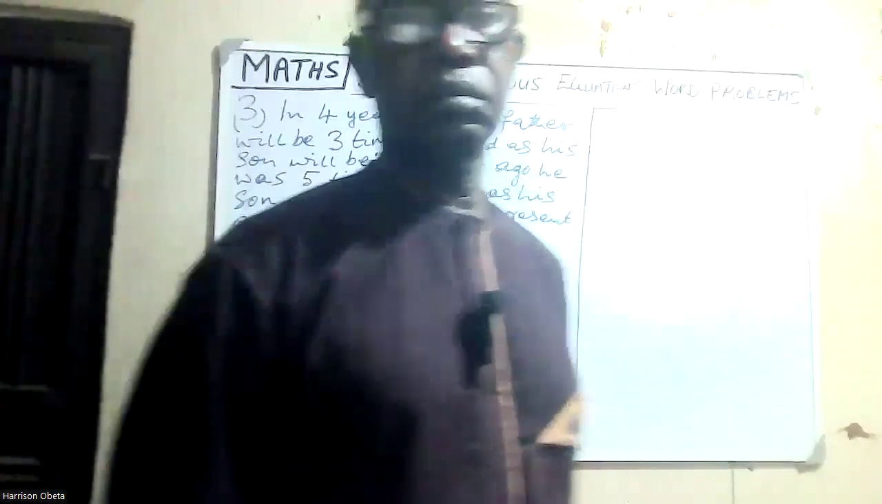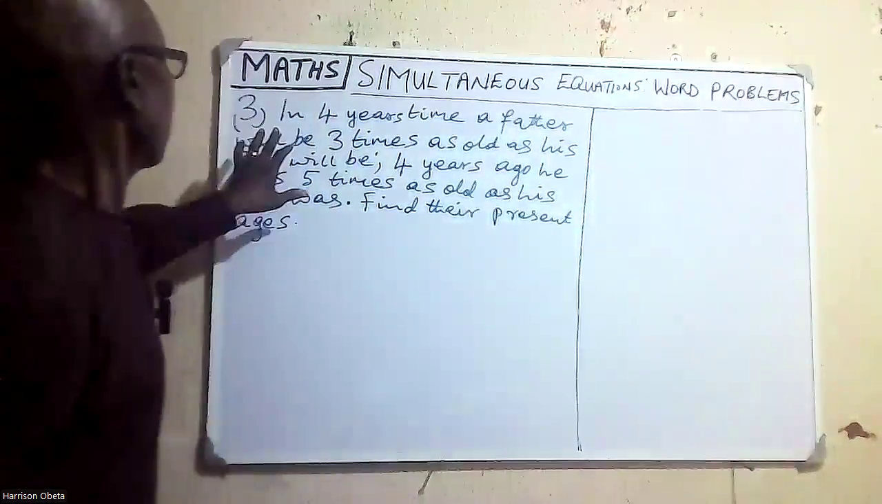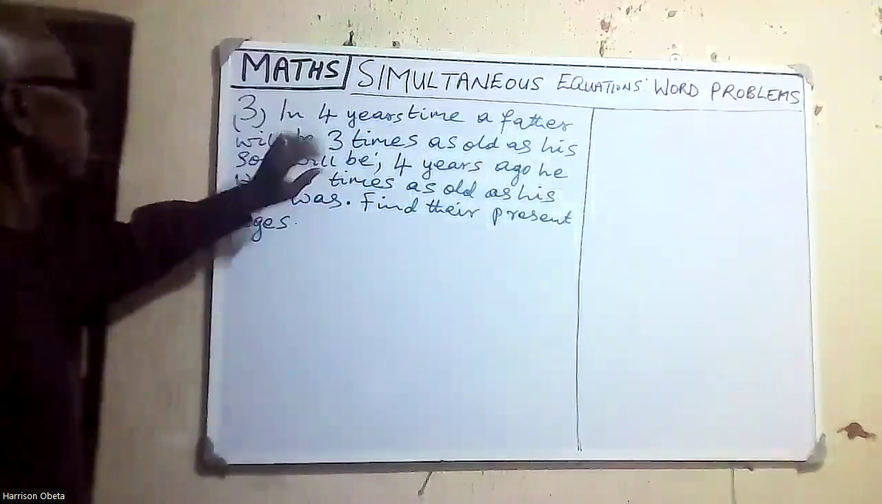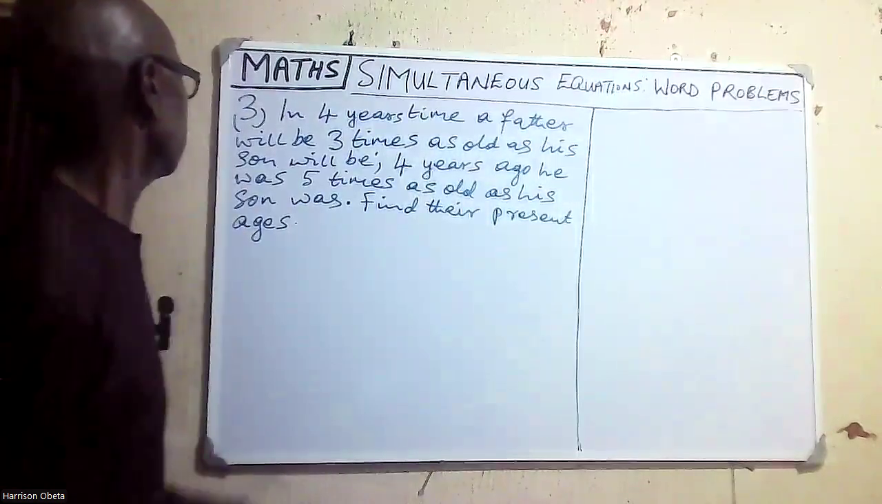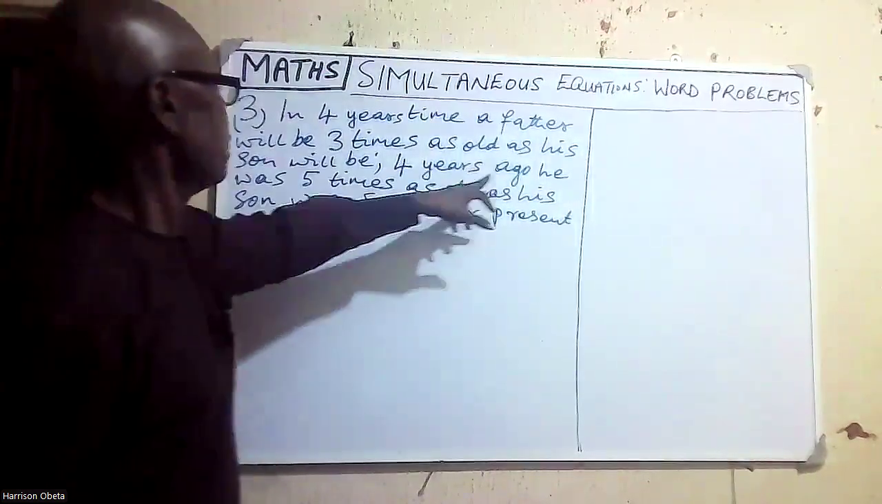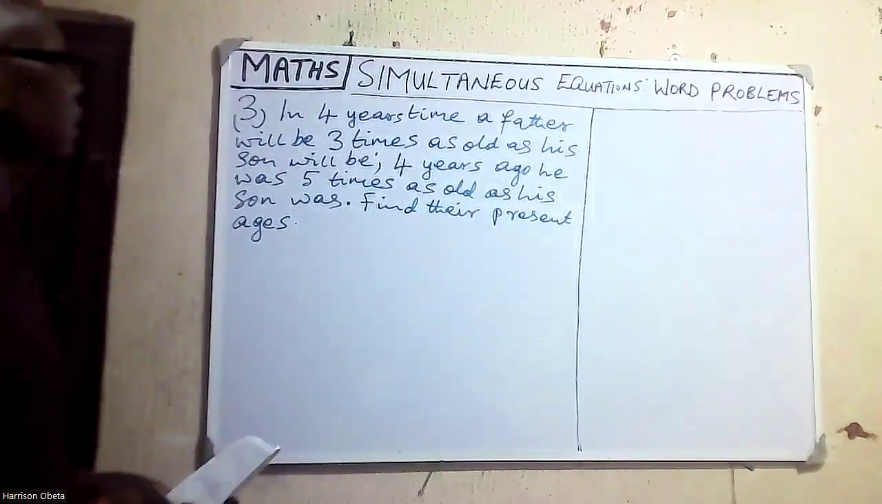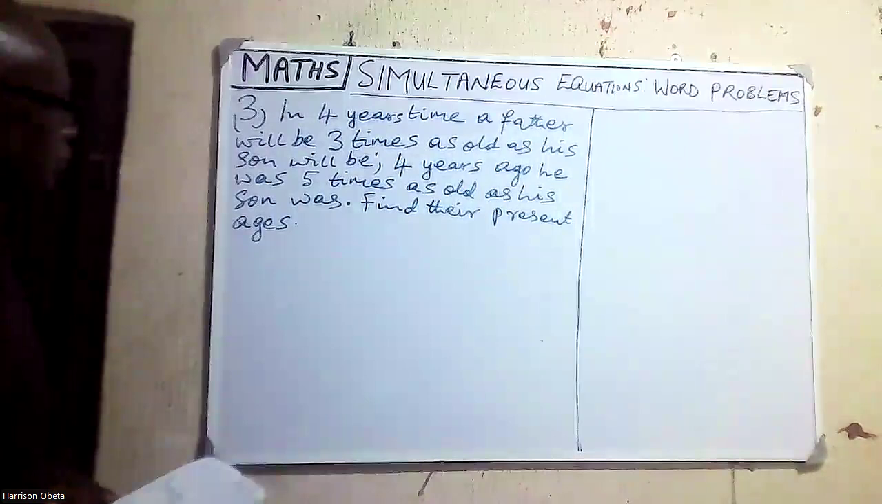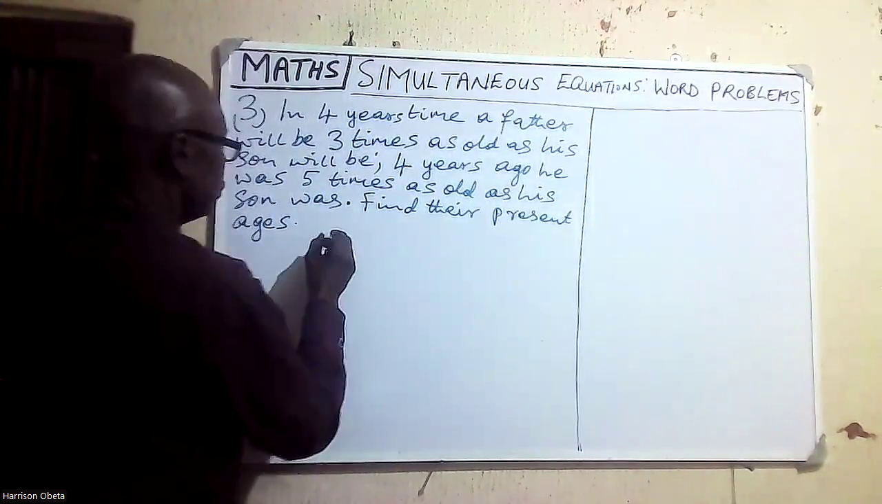We're going to number 3. We have this question. In 4 years' time, a father will be 3 times as old as his son will be. 4 years ago, he was 5 times as old as his son was. Find their present ages. Solution.